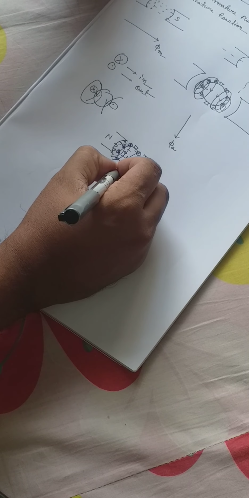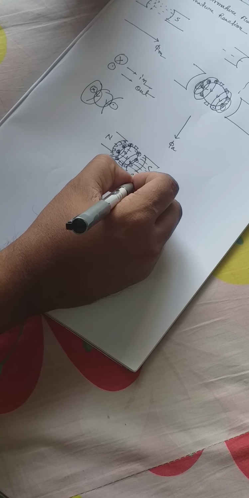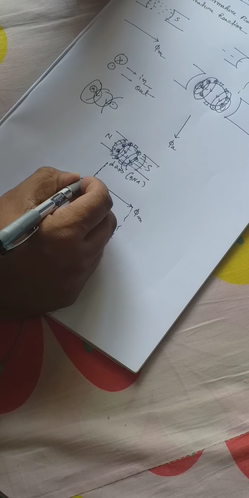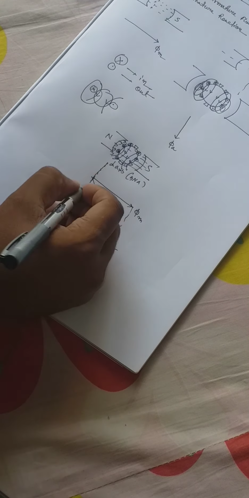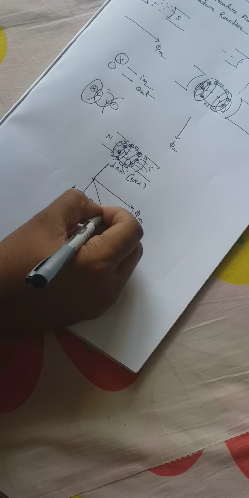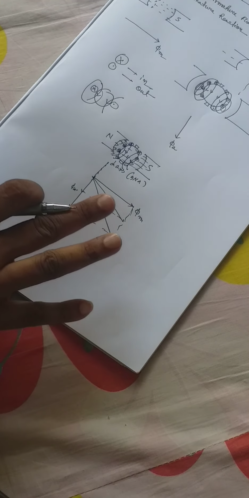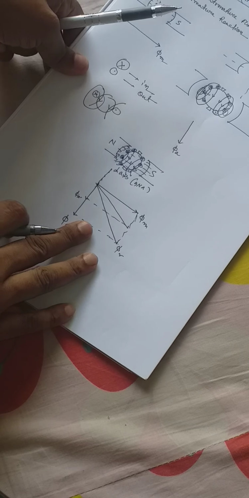this is the d axis or geometrical neutral axis. The resultant flux is phi r. If the armature current is less, suppose the armature current is this, then the resultant flux is in this direction, and when the armature current is more, then the flux is distorted more. When the armature current is less, then the flux is distorted less. So this is the basic phasor of armature reaction.